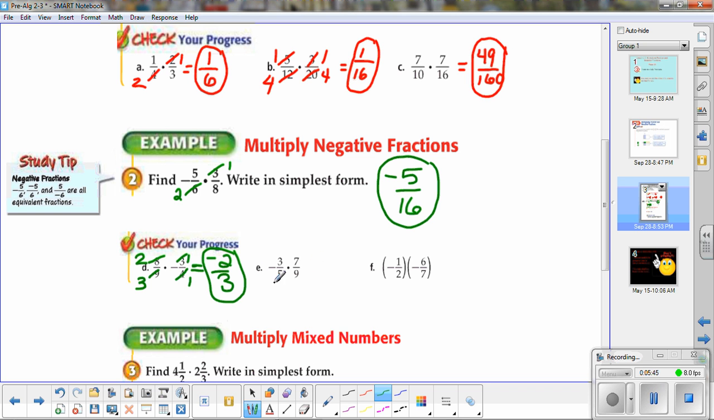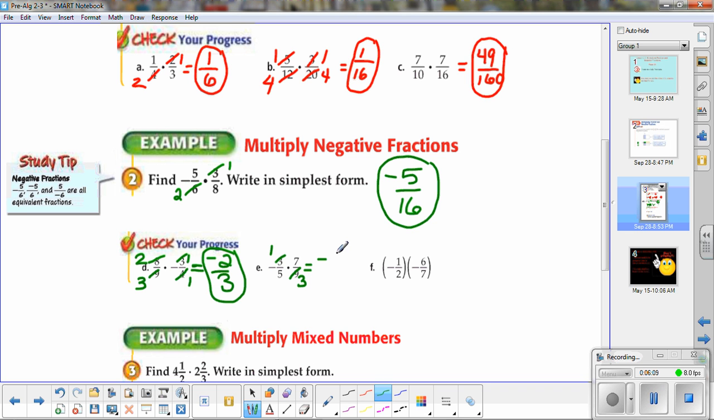Again, in this next example, you have one of each, so it's going to be negative. Remember, bad things happening to good people is bad. And then you can look for something to simplify ahead of time. The 3 and the 9 both can be divided by 3. 3 goes into 3 once. 3 goes into 9 3 times.